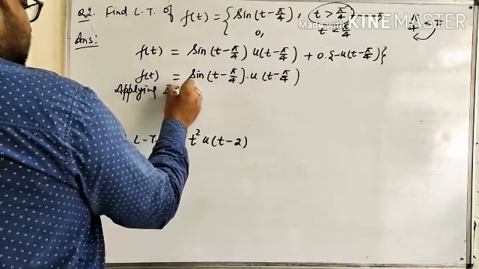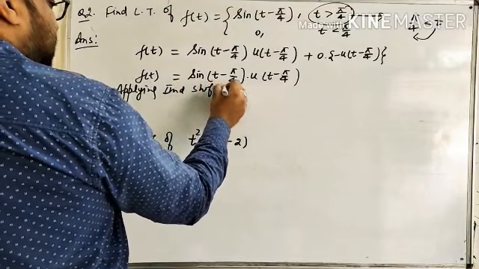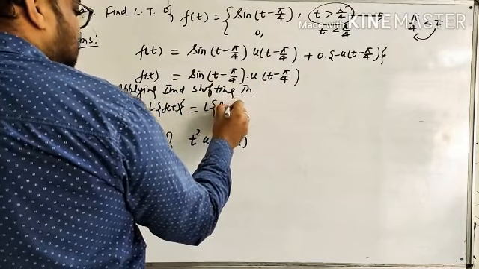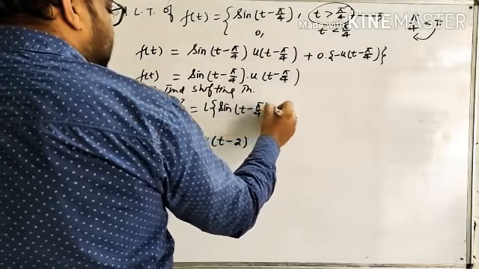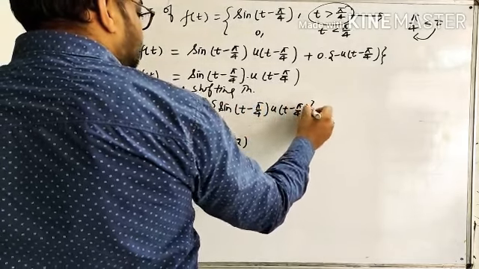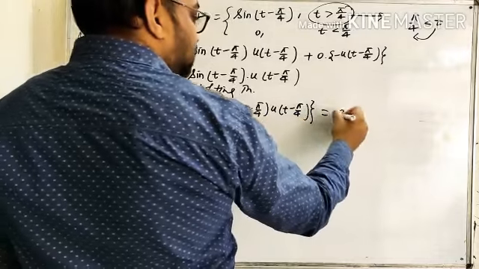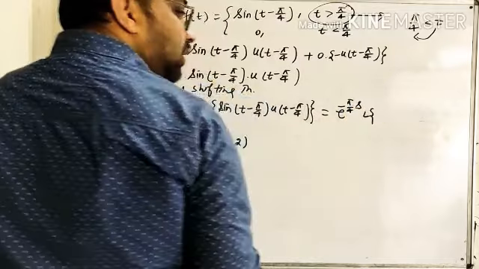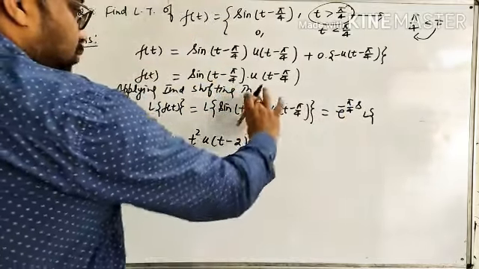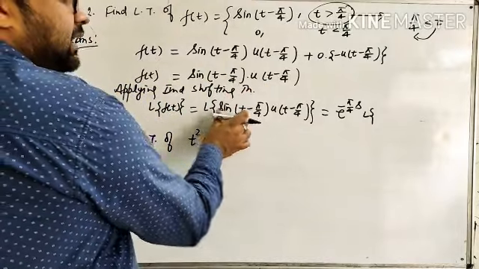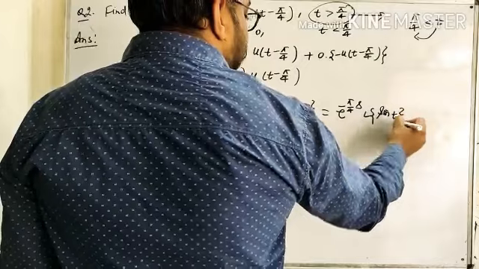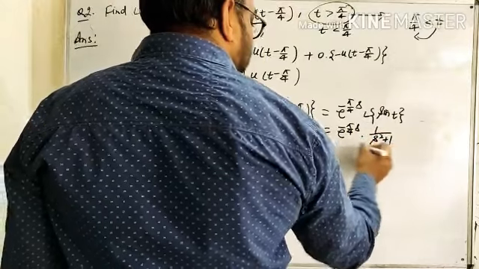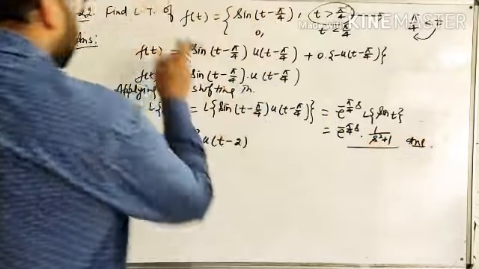Applying the second shifting theorem, the Laplace of the given function is equal to the Laplace of sin(t minus pi by 4) u(t minus pi by 4). Now what is a? a is pi by 4. So we can write it as e raised to power minus pi by 4 s and the Laplace of f(t). What is f(t)? Remove this pi by 4, and we get sin t. So we have to write the Laplace of sin t, and the Laplace of sin t is 1 upon s square plus 1. So this is the required solution of this particular problem.